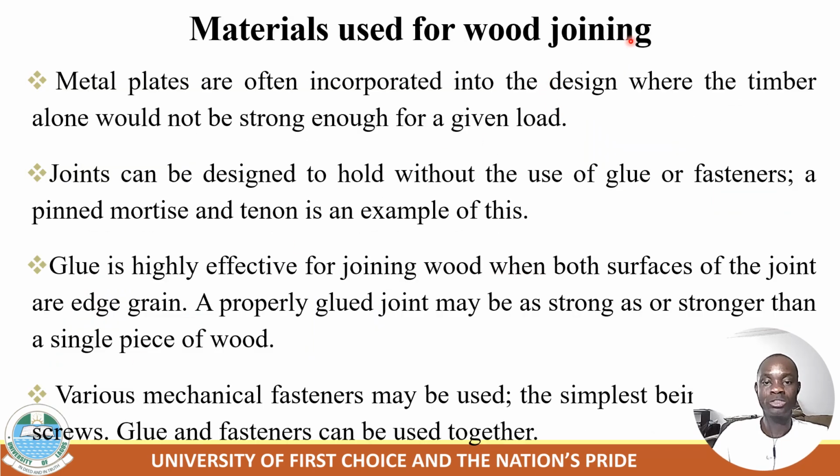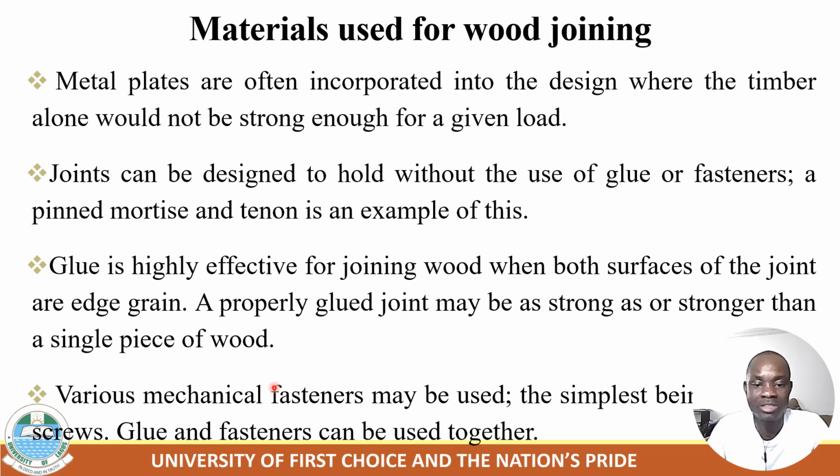Material used for wooden joining. Metal plates are often incorporated into the design where the timber alone will not be strong enough for a given load. Joints can be designed to hold without the use of glue or fasteners. A pin, mortise, and tenon is an example of this. Glue is highly effective for joining wood when both surfaces of the joint are edge grain. A properly glued joint may be stronger than a single piece of wood.